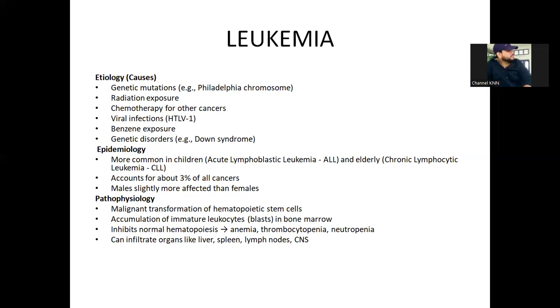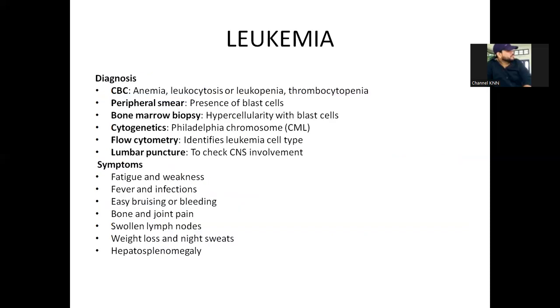And it can infiltrate organs like the liver, spleen, lymph nodes, and CNS. The diagnosis mainly involves a complete blood count for knowing anemia, leukopenia, or thrombocytopenia, and a peripheral smear test is performed for the presence of blast cells. A bone marrow biopsy can be done, cytogenetics can be done, and flow cytometry has to be known, and a lumbar puncture can be done for checking CNS involvement.